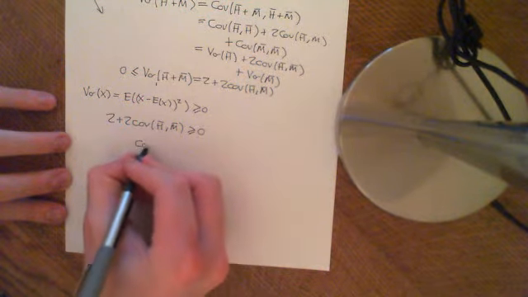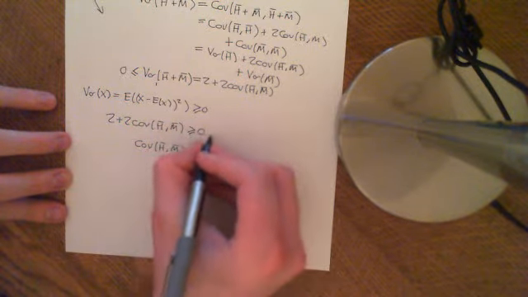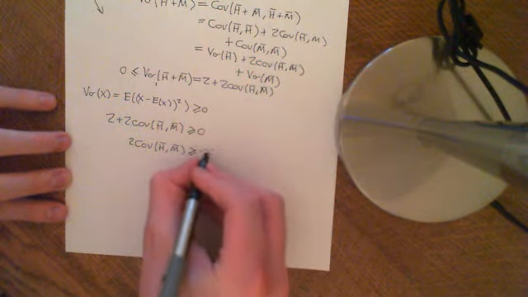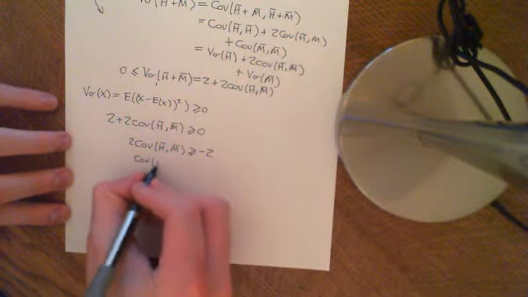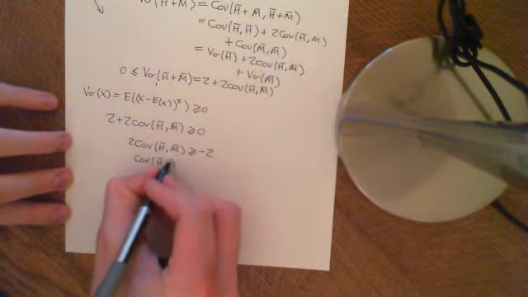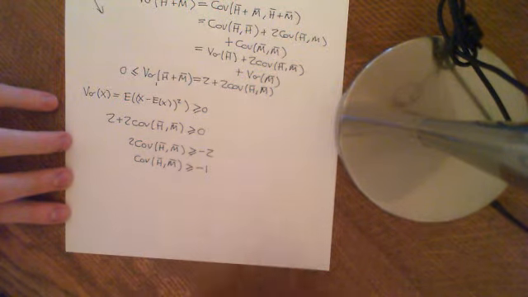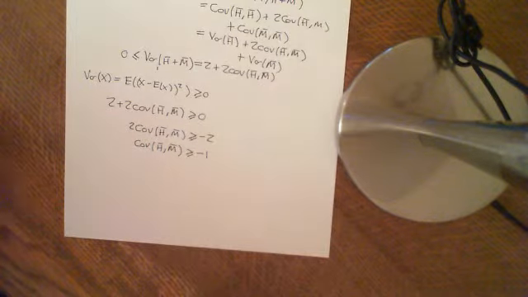So that implies that the covariance of h bar m bar, if we move the 2 onto the other side, we get that 2 times the covariance of h bar m bar is greater than or equal to -2. Then we multiply both sides by half. You're allowed to do that within the axioms of an ordered field, and you get that the covariance of h bar and m bar is greater than or equal to -1. Okay, so that's how we can see that it's greater than or equal to -1.